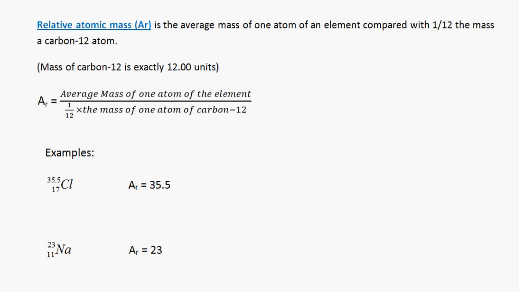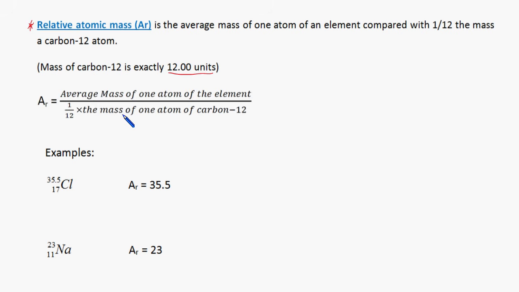Before we start, we need to go through some definitions that you are required to know. The first one is relative atomic mass, and relative atomic mass is simply the average mass of one atom of an element compared with 1/12 the mass of a carbon-12 atom. The mass of a carbon-12 atom is taken to be exactly 12.00 units.